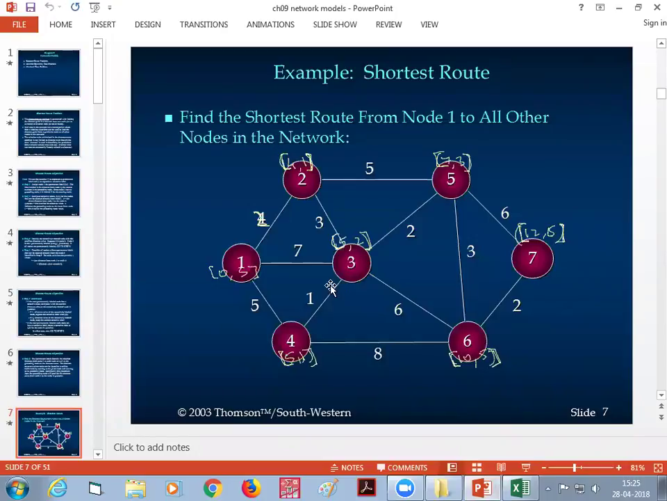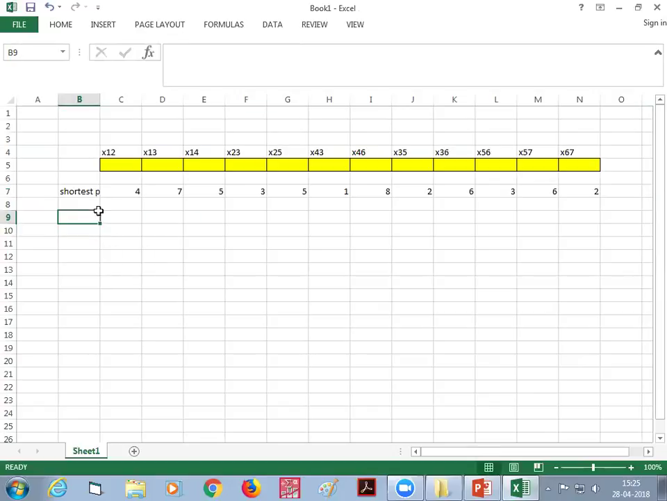Now, how do I put in the constraints? Each node has a constraint. Start with node 1 and go all the way to node 7. Each node has a constraint.